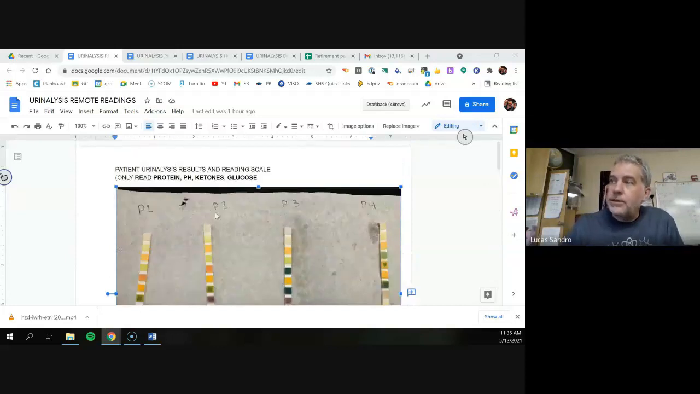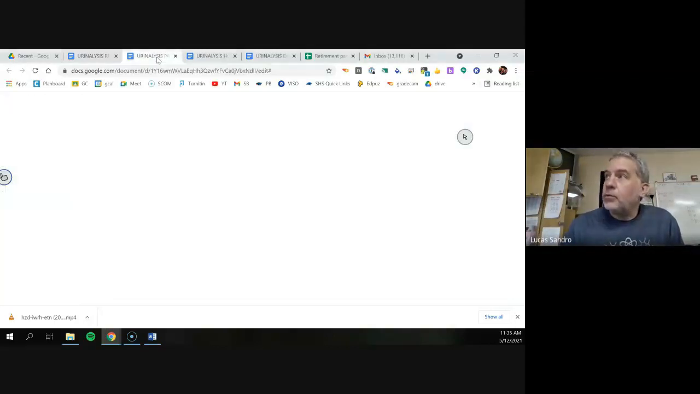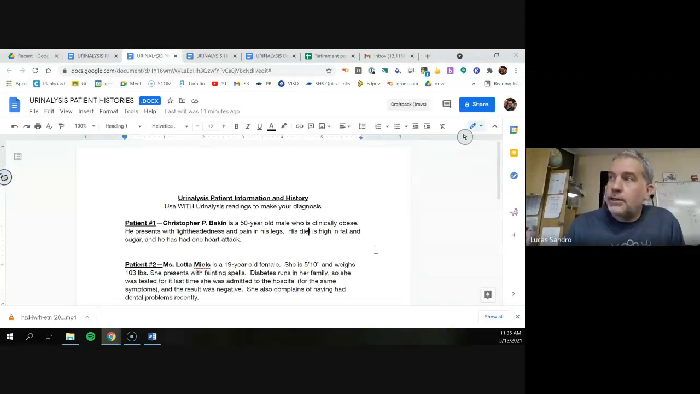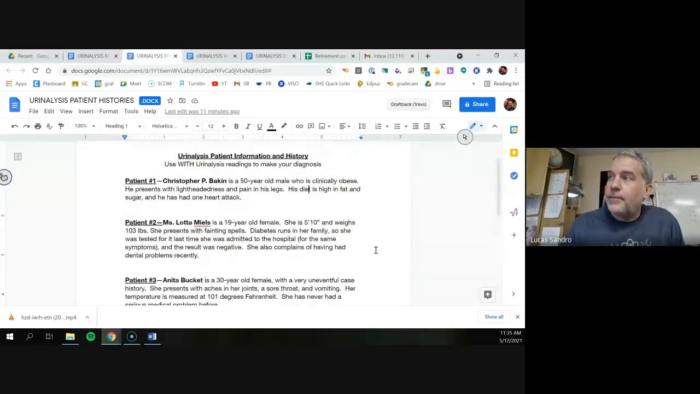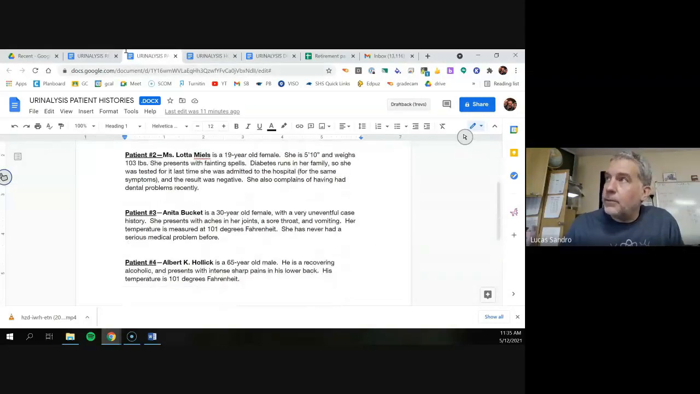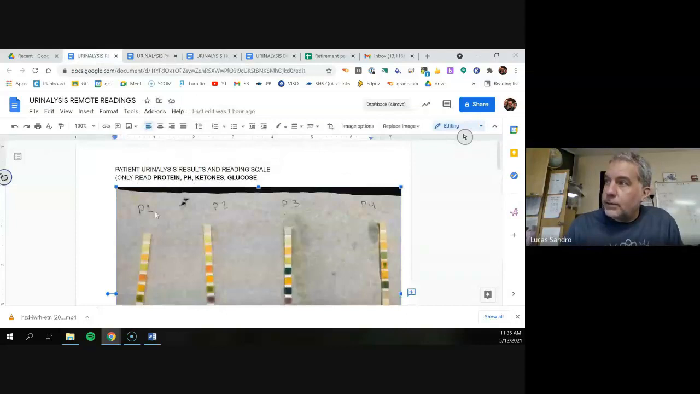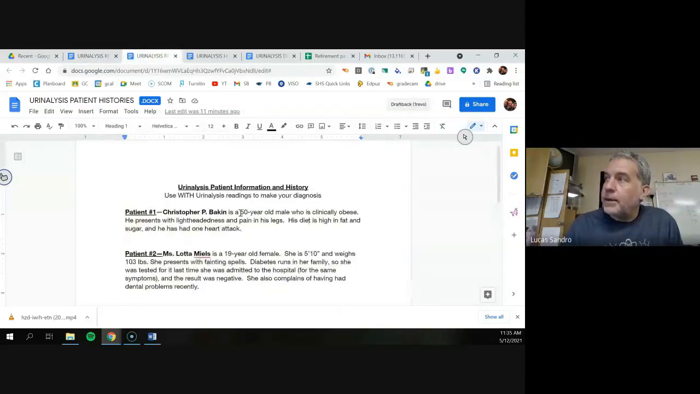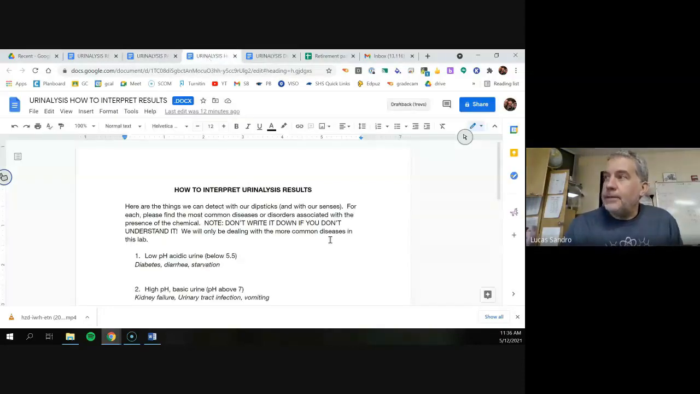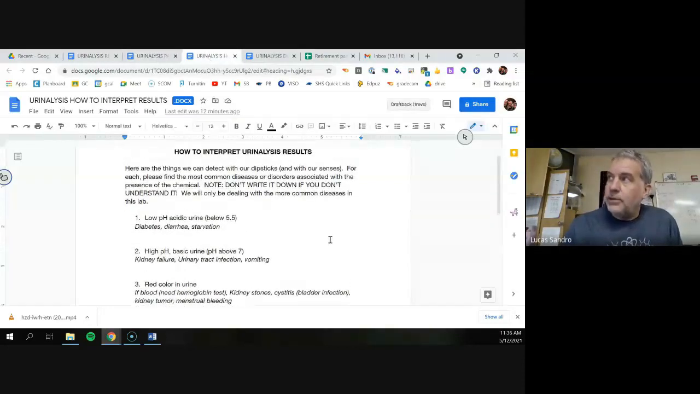The other things you'll need, because obviously you're not doctors, you don't know how to do this. Well, you're going to fake it pretty well. First of all, you've got patient histories. You're going to need these. There's 4 patients. They've got names and numbers. Of course, the numbers correspond with the sticks, right? This is patient 1, patient 2, patient 3, patient 4. Here's their names, their medical histories, and the things you need to know about what symptoms they're complaining about. That's info source number 2. Number 3 is here's how you interpret results.